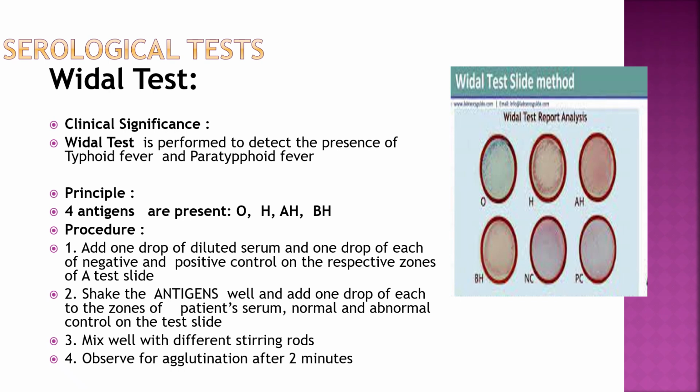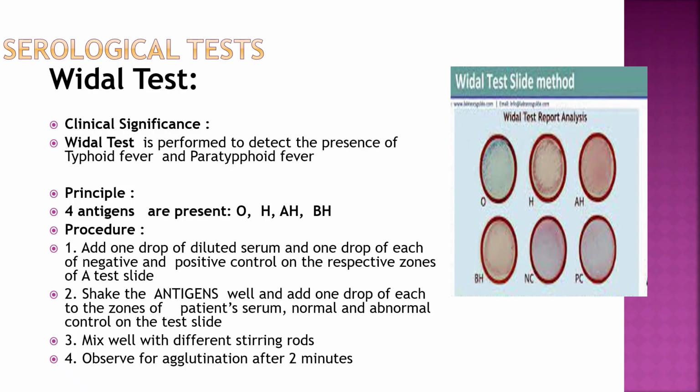Hello students, today we will see serological tests, that is the Vidal test and the VDRL test. The Vidal test is done for diagnosis of typhoid fever and paratyphoid fever, caused by Salmonella typhi and paratyphi A and B. So what is the principle? There are four antigens: O, H, AH and BH. O is blue color, and H, AH and BH are pink color reagents.